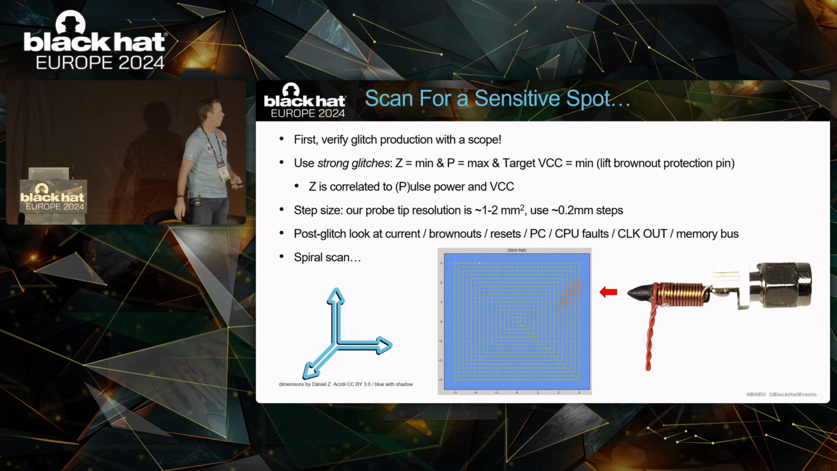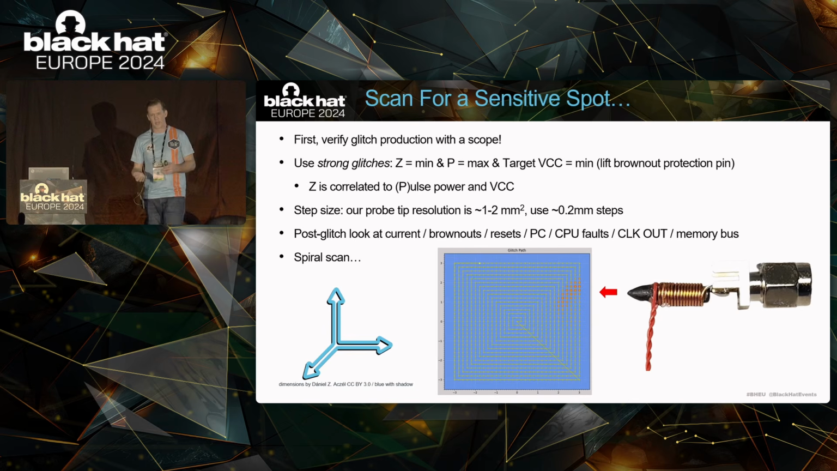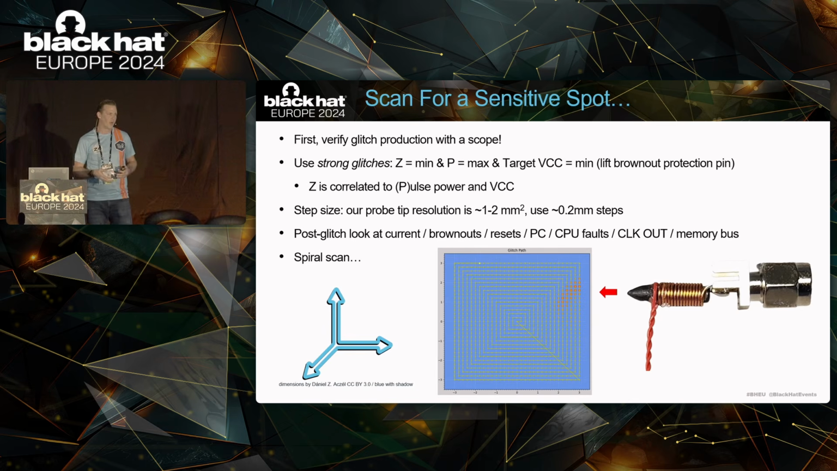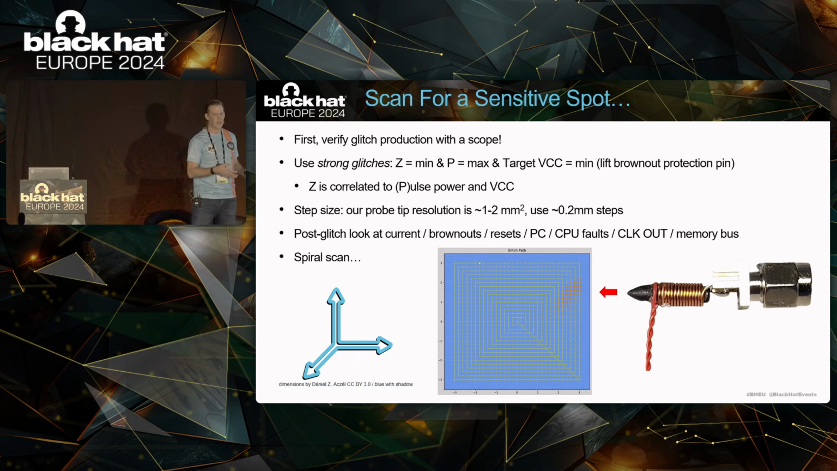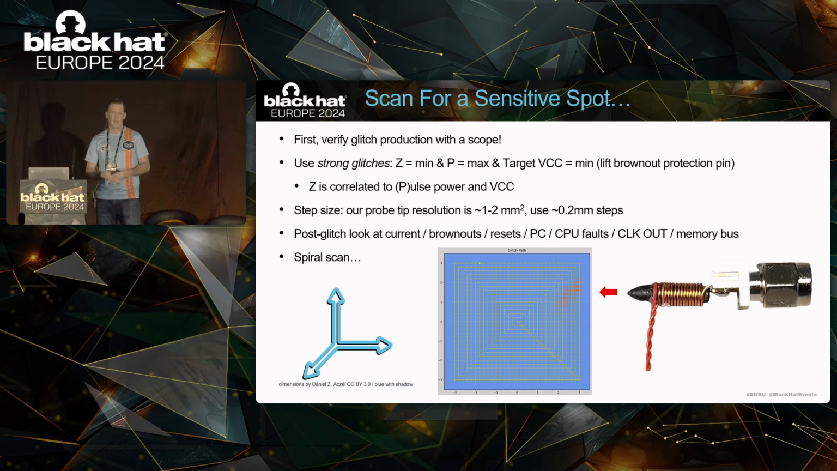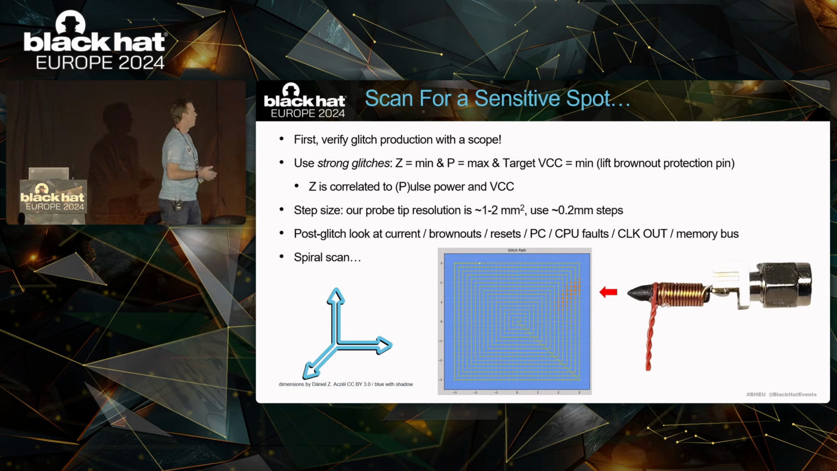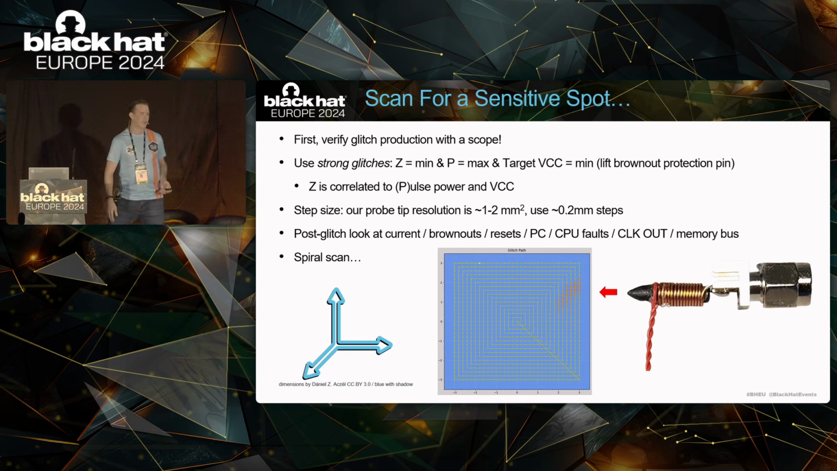Other things you can look for: if the part resets, you can also connect the debugger and log the program counter. You can look for clock output signals. If it has a clock out and the clock out becomes malformed or stops operating completely, that's a good sign. If you have external memory buses that are present and they stop functioning, you can also consider that influence. So scan the chip, map all this influence. Here you can see an example of one of our early on scans, and this is when we found the first sensitive area here in red.